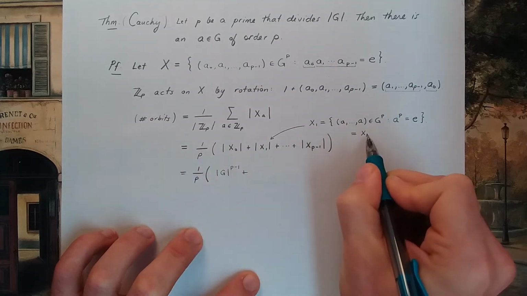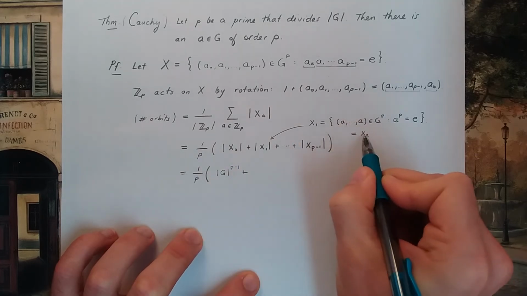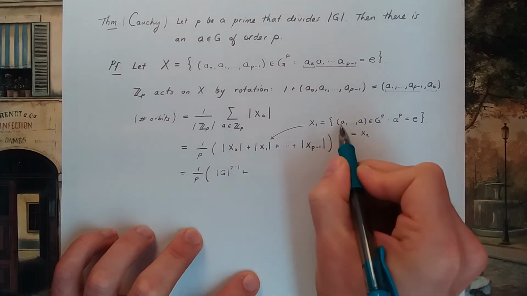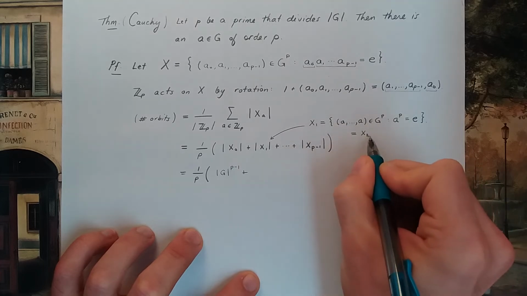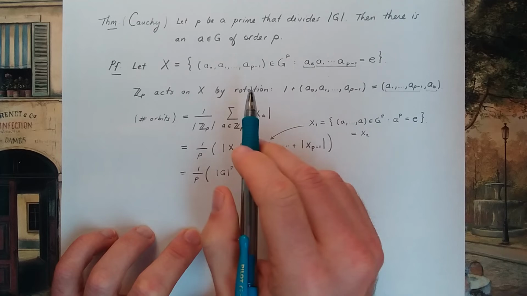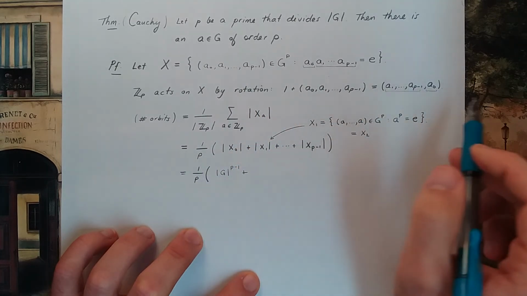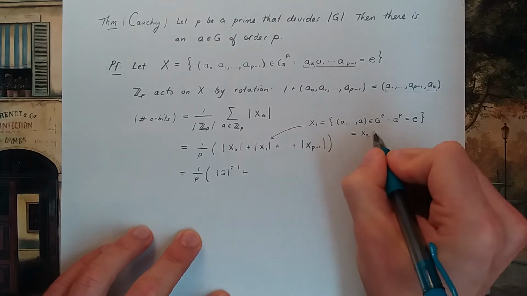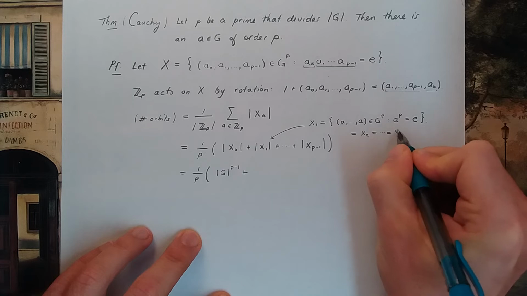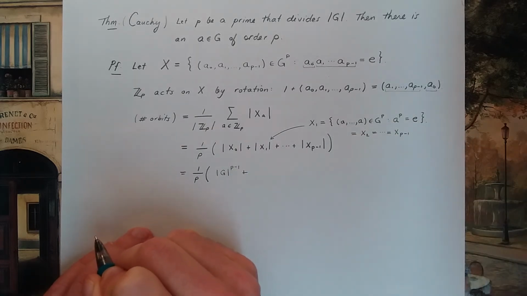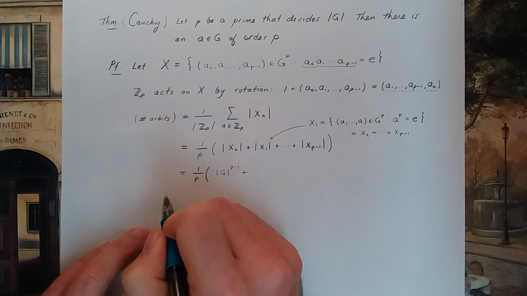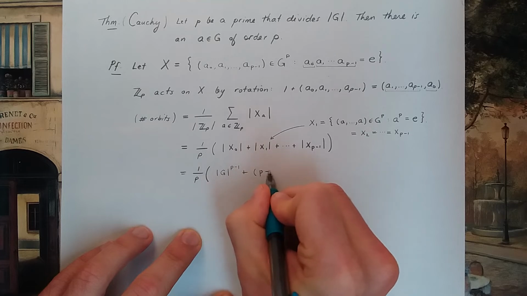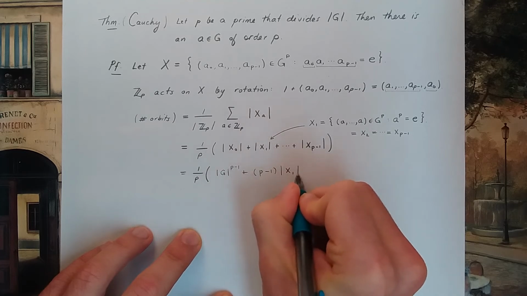The tuples that are the same after I rotate twice cyclically are those tuples of the form a, a, a, a, a. 2 is a generator for Z_p. So if I cyclically shift 2 at a time, I'll hit every coordinate in my tuple. So that's actually X2. It's really all of these sets. They're all the same. So I'm going to group all these together and write this as p minus 1 times the size of X1.